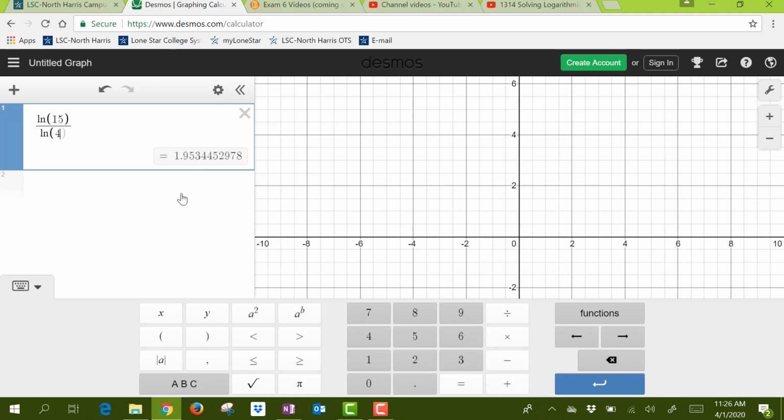So our approximation is shown here. We have 2 different ln functions with 15 only in the top and the 4 only in the bottom. So 2 different ln's with a division between those ln's. Our approximation, if I'm rounding to the nearest 2 decimal places, is approximately 1.95.